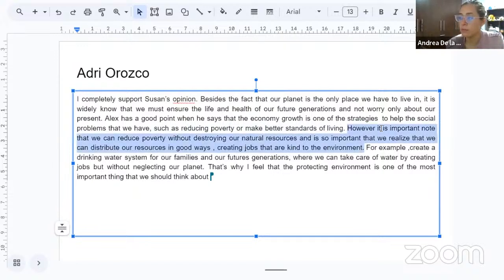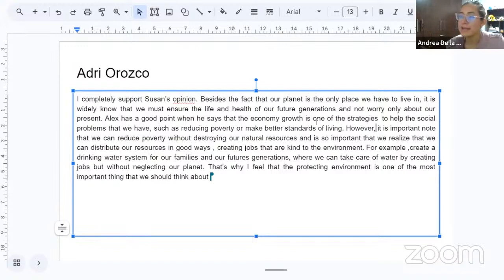You said, "however," and don't forget punctuation with transition words. After every transition word or phrase, you guys need to use a comma. After every transition, like however, on the other hand, furthermore, all of them. So, "However, comma, it's important to note that we can reduce poverty without destroying our natural resources."